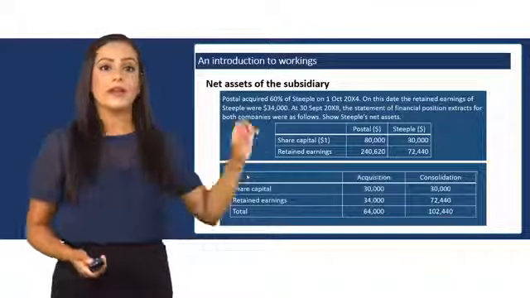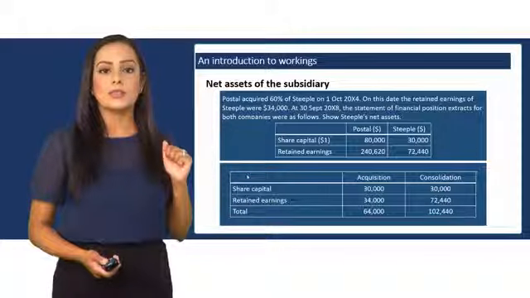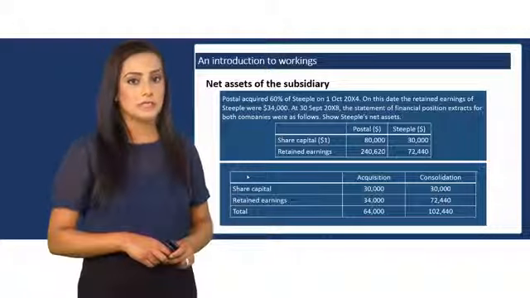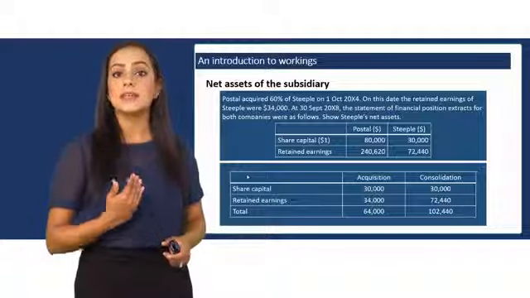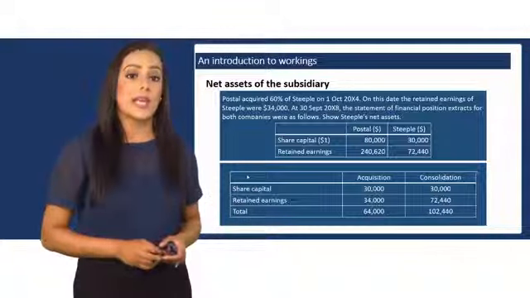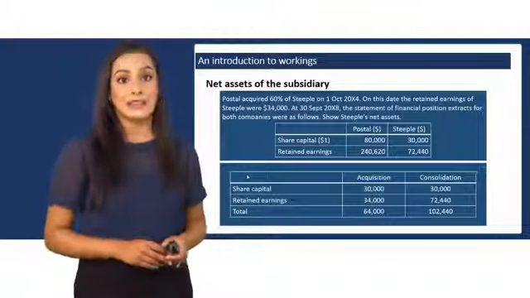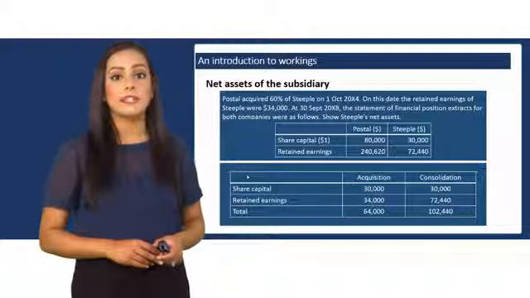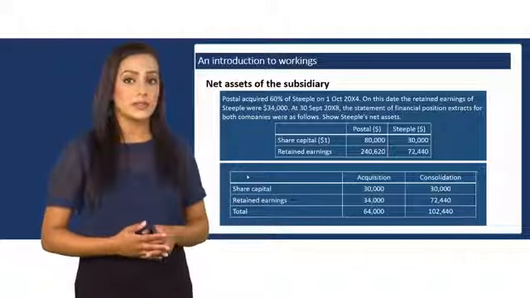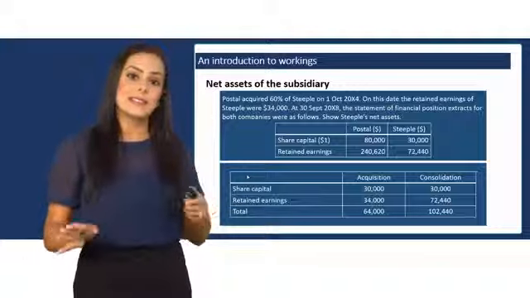So what we have here, at the date of acquisition, the share capital is 30,000, and at the date of acquisition, the retained earnings of Steeple were 34,000, giving their total to be 64,000. Whereas at consolidation, the share capital again is 30,000. However, the retained earnings at September 18 was 72,440, giving you a total of 102,440. And there you have it, guys, the net assets of a subsidiary.